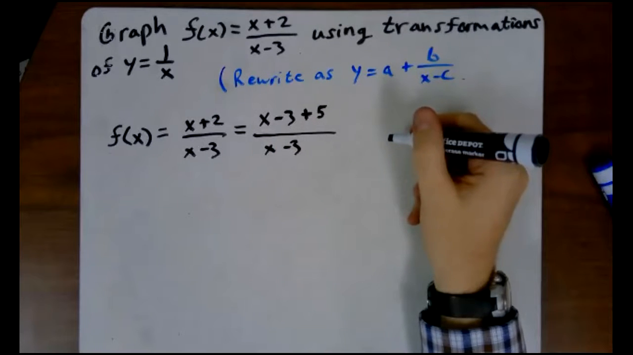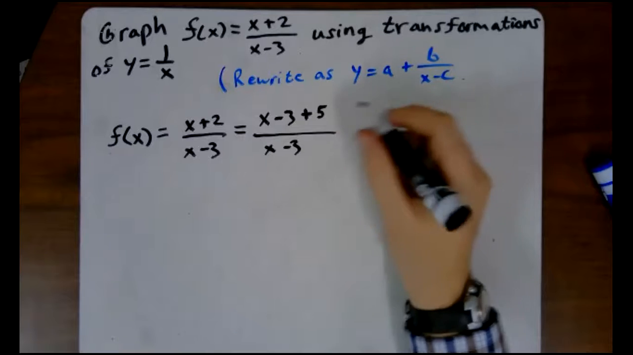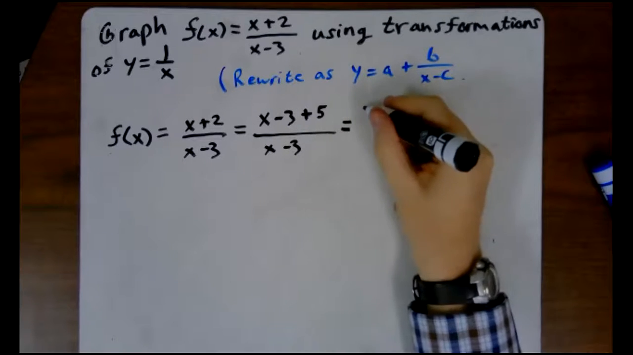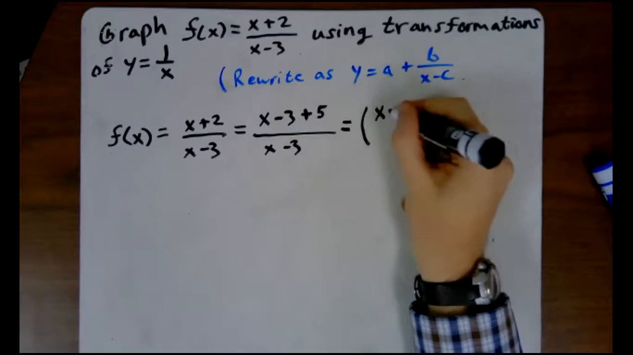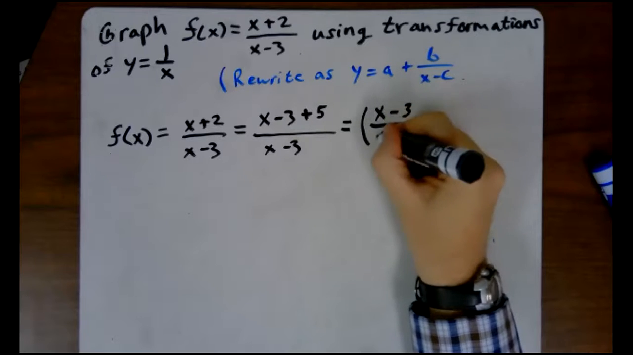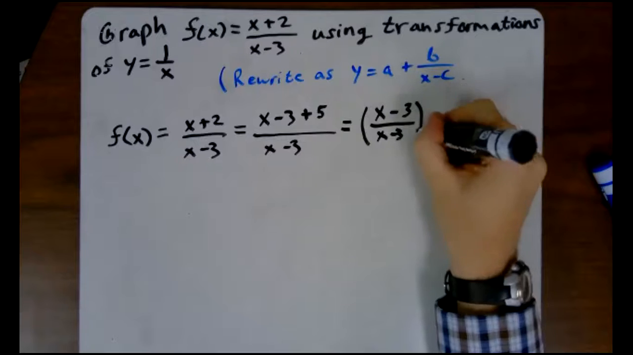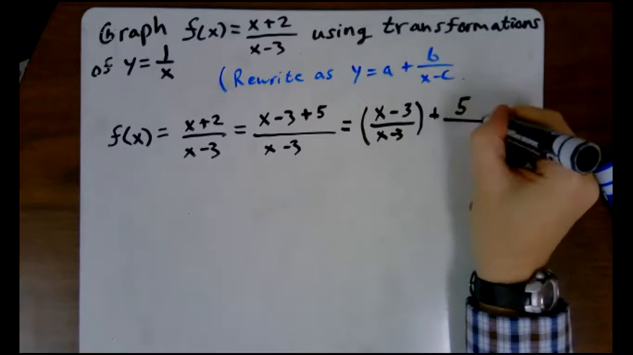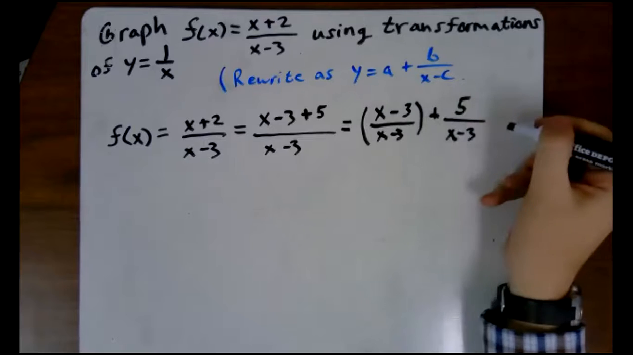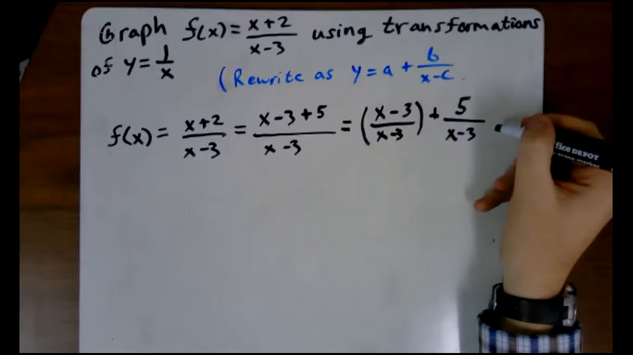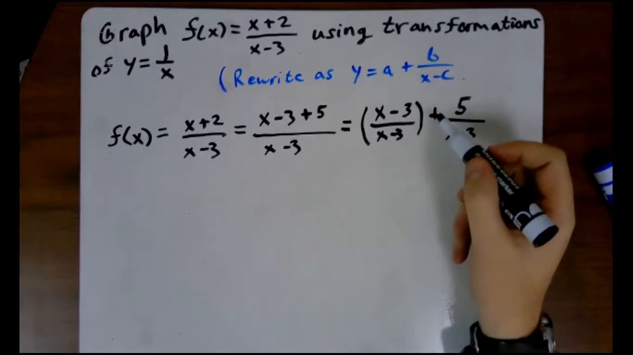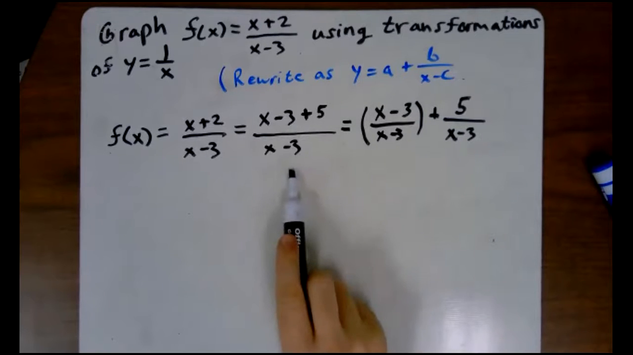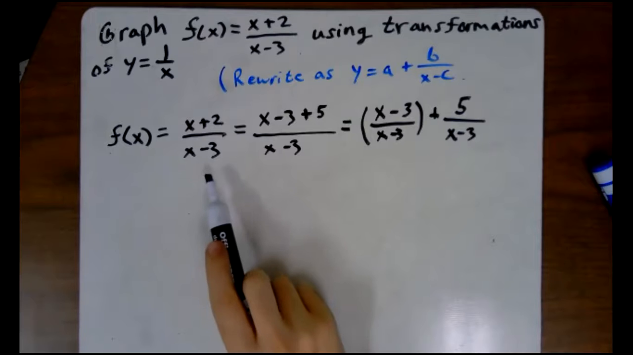Okay, now why on earth would I do that? Because now I can split this into two fractions. x minus 3 over x minus 3 plus 5 over x minus 3. So, do you agree that this equals this and this equals this?